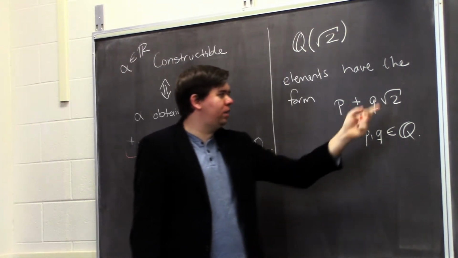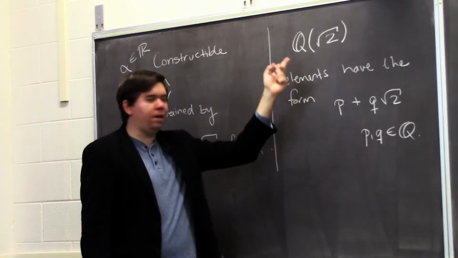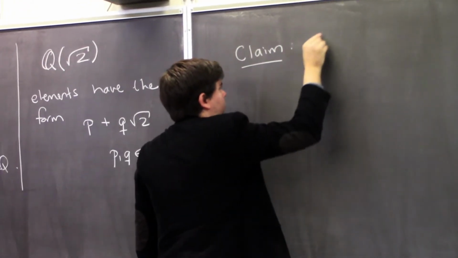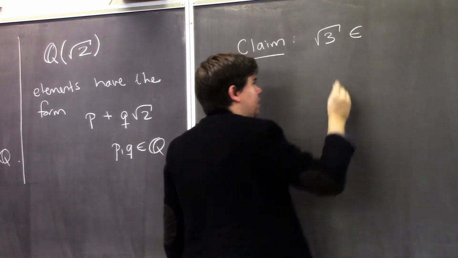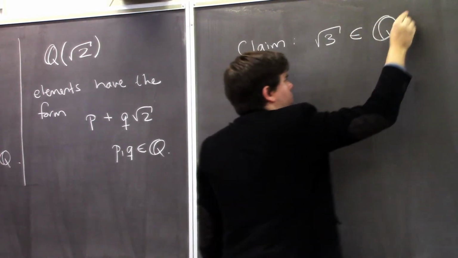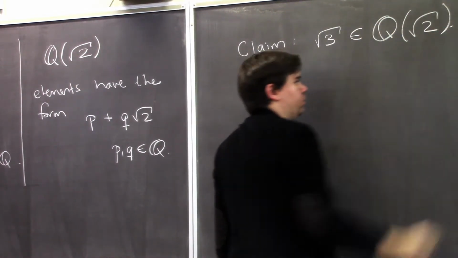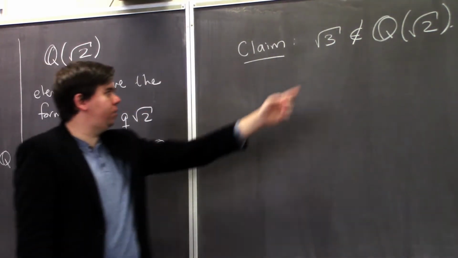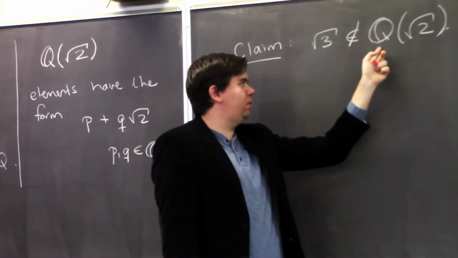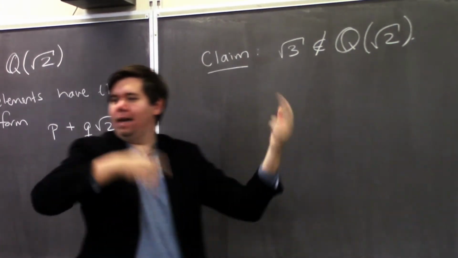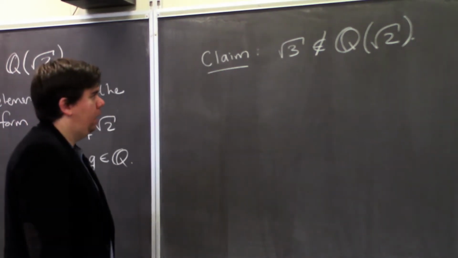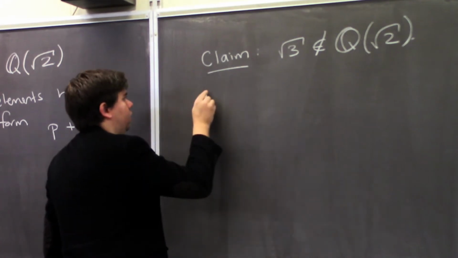And now that we know what things look like, we can say what kind of stuff is not in there. So for example, I claim that the square root of 3 is not in Q extended by the square root of 2. There's no way to get the square root of 3 with just rational numbers and square root of 2's multiplied together, added, divided. There's no way to do it. And so how can we show this? Well, proof.